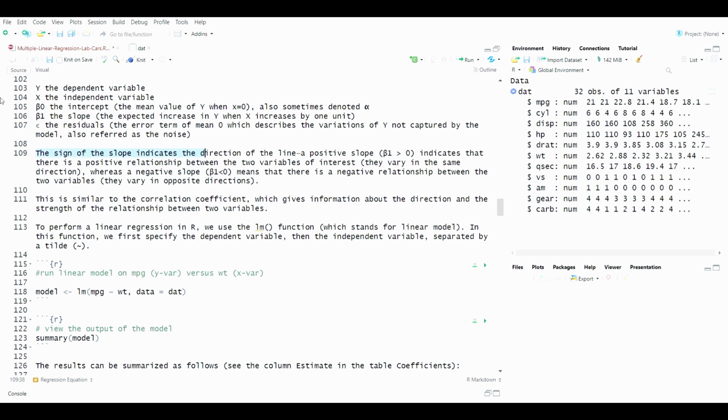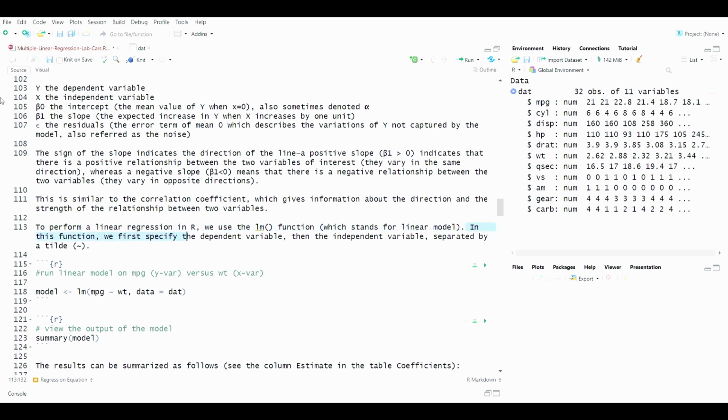The sign of the slope indicates the direction of the line. A positive slope, beta 1 greater than 0, indicates that there is a positive relationship between the two variables of interest. That means they vary in the same direction. Whereas a negative slope, beta 1 less than 0, means that there is a negative relationship between the two variables, or they vary in opposite directions. This is similar to the correlation coefficient, which gives information about the direction and strength of the relationship between the two variables. To perform a linear regression in R, we use the lm function, which stands for linear model.